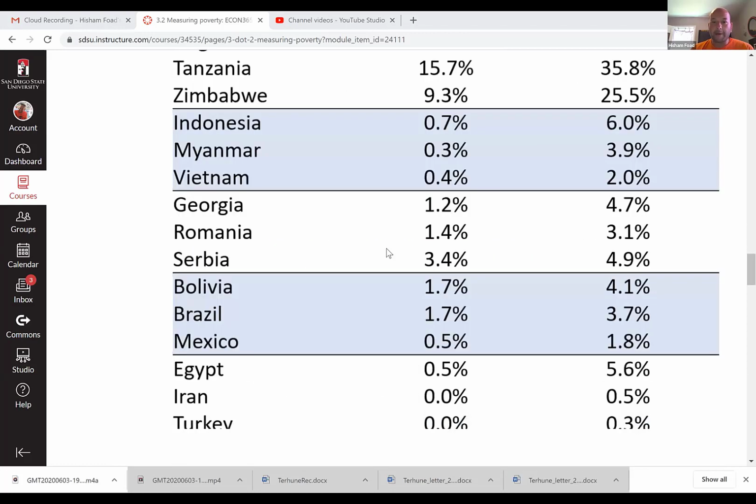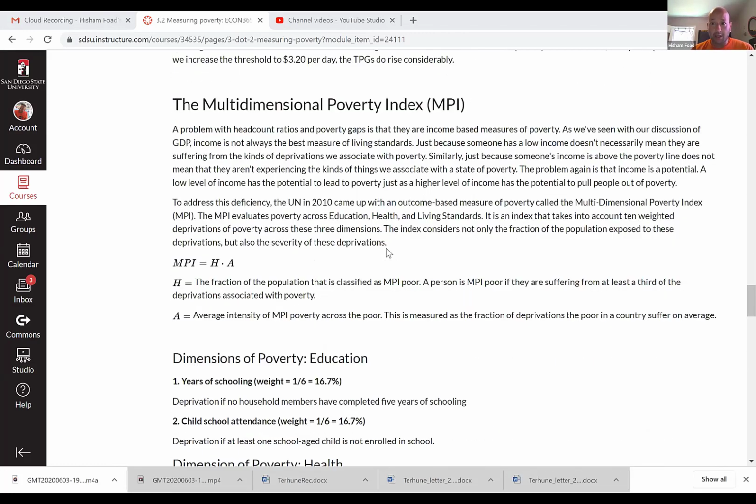And so we want to be a little bit careful relying just on income-based measures of poverty. For that reason, the UN created something called the Multidimensional Poverty Index. This is somewhat analogous to the Human Development Index that they created, in that it's more of an outcome-based measure of poverty. In terms of its expansiveness, it is probably a better measure of poverty than the Human Development Index is a measure of development.